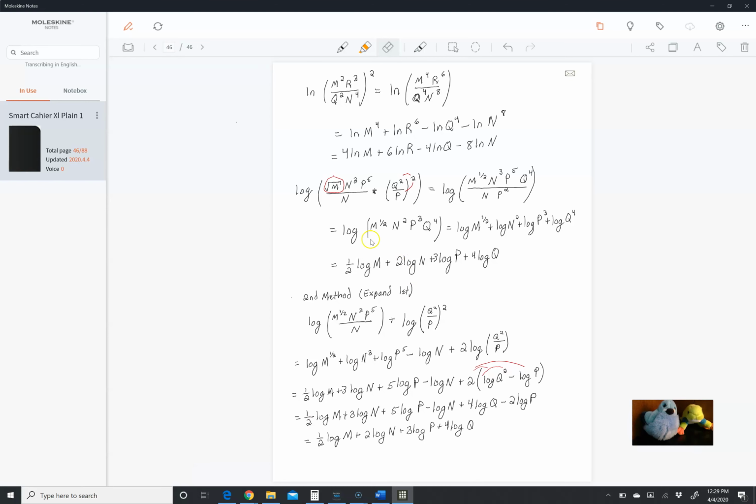Okay, so we just combined like terms here. Because if you remember, one of the rules is that you only have one log for each variable.